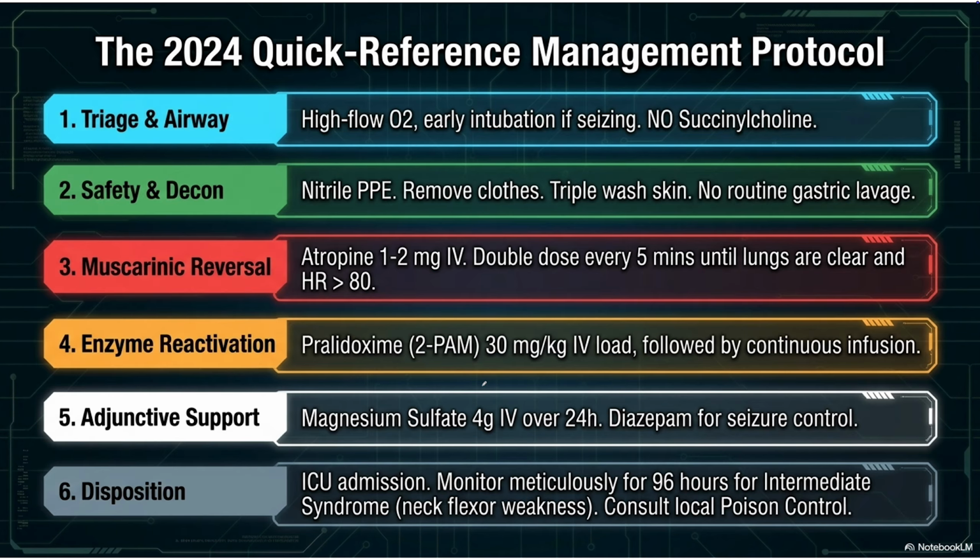This final slide brings everything together into a practical emergency algorithm. Step 1, airway and oxygenation. Step 2, safety and decontamination. Step 3, aggressive muscarinic reversal with atropine. Step 4, enzyme reactivation with pralidoxime before aging occurs. Step 5, adjuncts and ICU monitoring. And finally, watch carefully for delayed complications like intermediate syndrome.